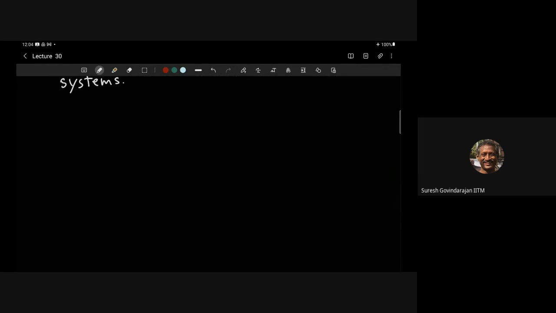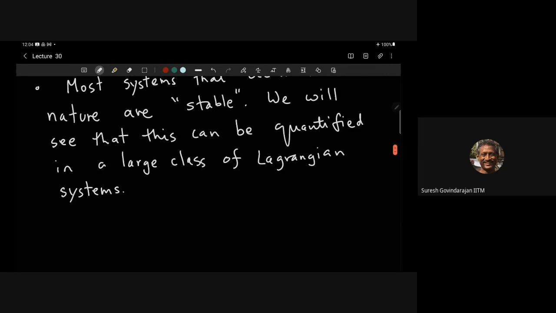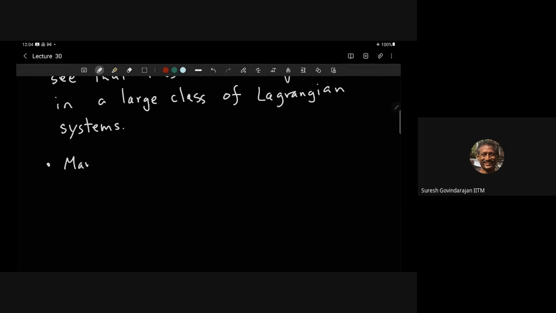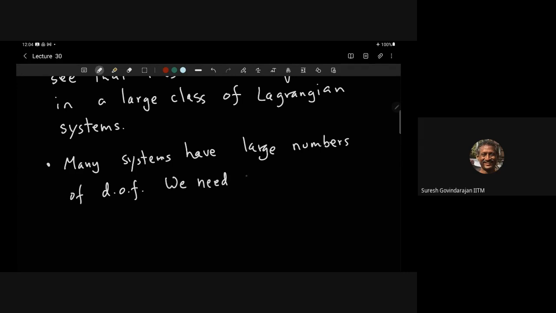This is the first point. The second point is that many systems have large numbers of degrees of freedom, and so we need to be able to handle even such cases.